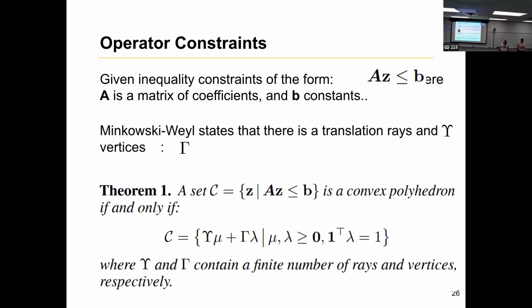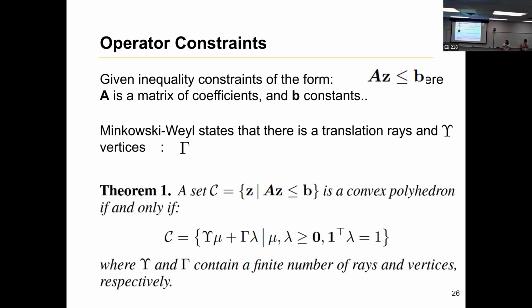When we specify these inequality constraints, we just specify a matrix of coefficients and a vector of constants, so that AZ is less than or equal to B, where Z is the concatenation of weights and biases, our parameters. They have to be constrained under AZ less than or equal to B. So they use this theorem, Minkowski-Weyl, which says that they can translate these constraints into rays and vertices describing a convex polyhedron.